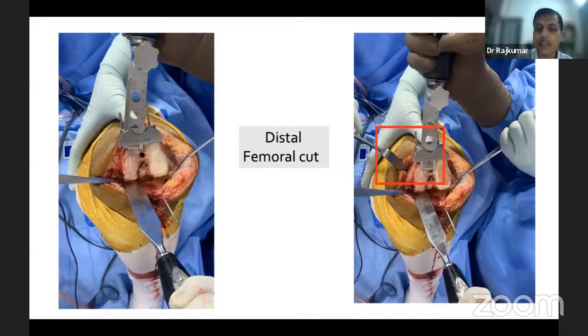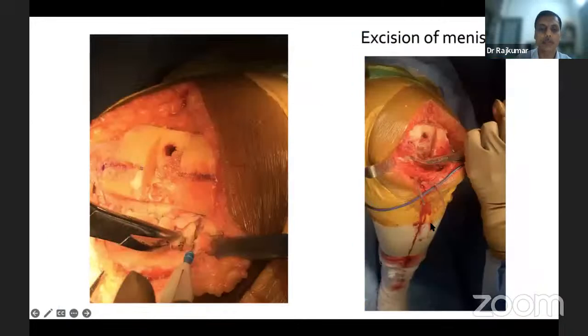So make this a routine always, so that your team also knows, your sister knows, how many instruments, what all the instruments you routinely use, and this osteotome to protect the proximal tibia.